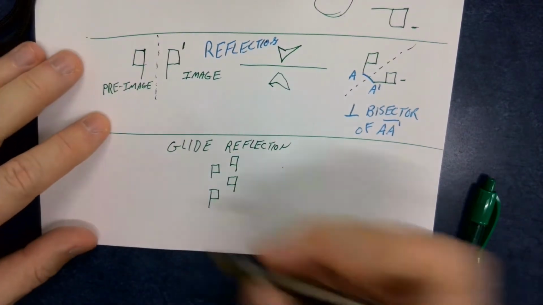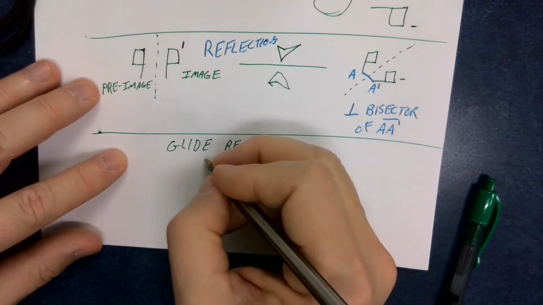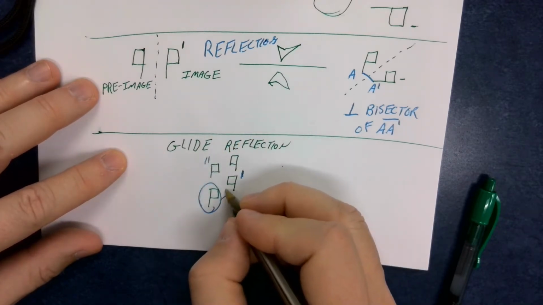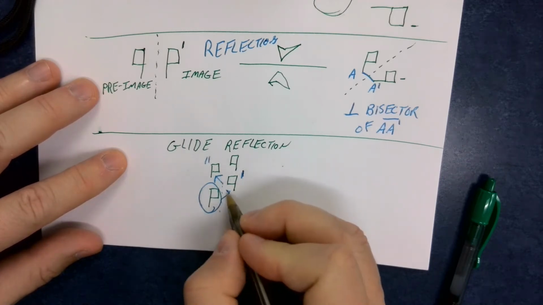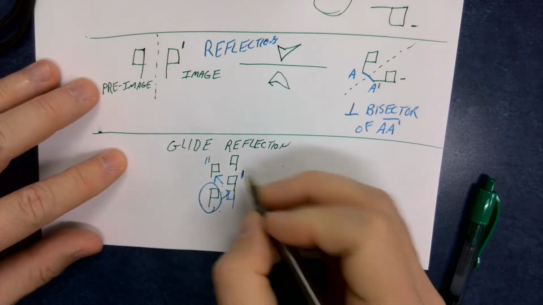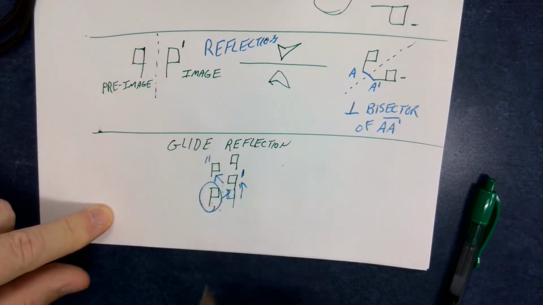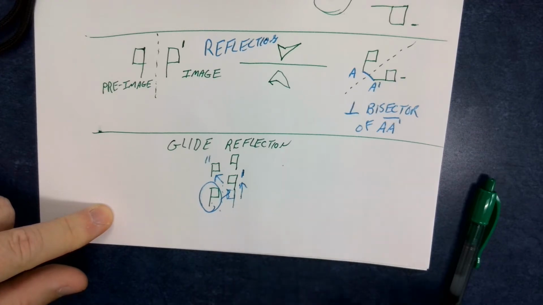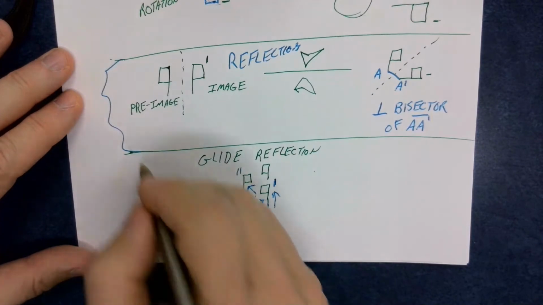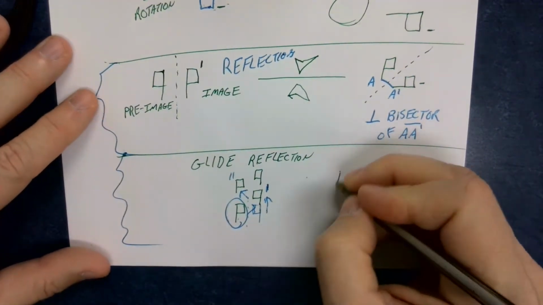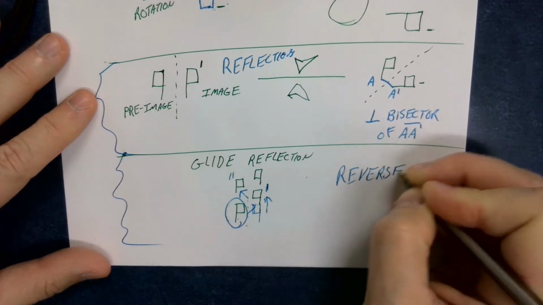So to get from prime to double prime like this, I'd have to do a reflection followed by a translation to get it from here to here. Okay? And you know that both of these ones, reflections and glide reflections, we said reverse orientation.